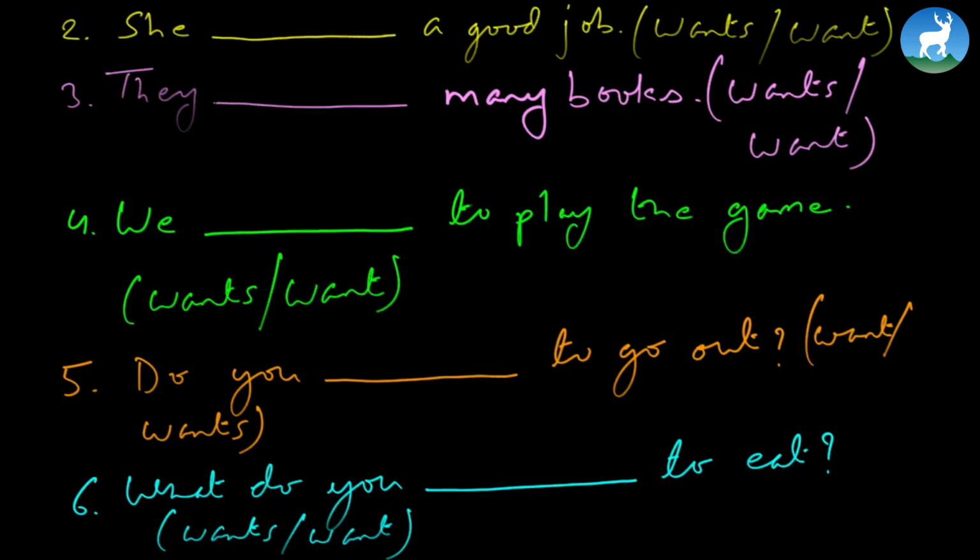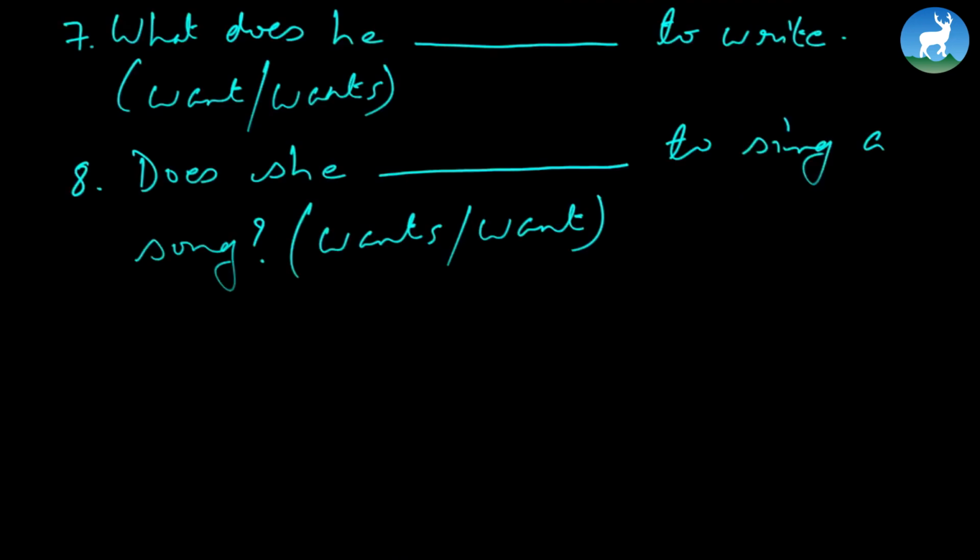Now, having said that, look at that. Again, third person, she. What do you think is the correct answer? I'm going to tick it here. Please observe. Again, it's the third person, singular. That's why wants. Look at that. They. Third person, they. Again, third person, but it's plural. That's why we choose they want many books. So this is how you do it. You can do four, five, six, seven, eight in the classroom right now. I'm sure you can do it very well.